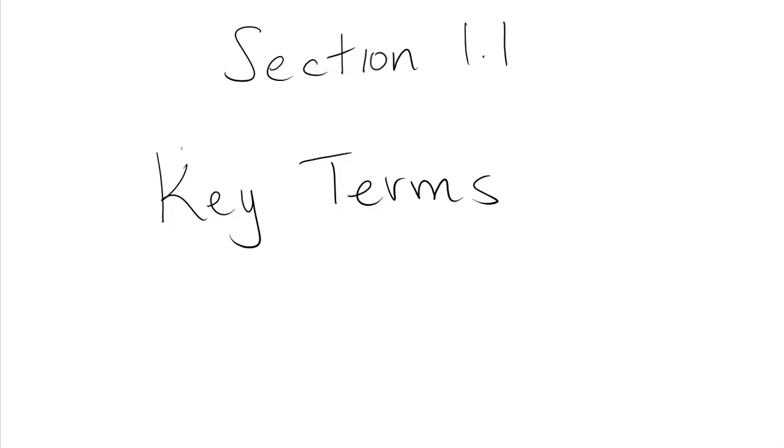This is the first video lecture of the semester. It covers section 1.1 of the OpenStax text. The book calls this section Definitions of Statistics, Probability, and Key Terms. I just boiled that down to key terms. I think that nails what this section is about.